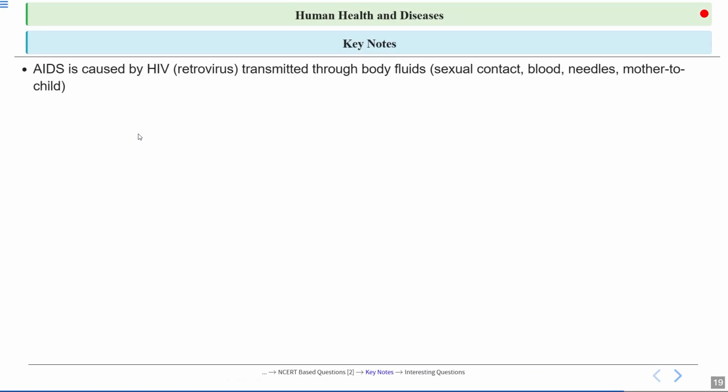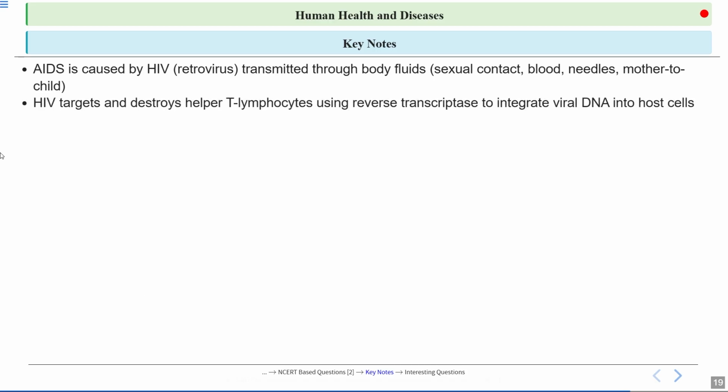Okay, now key notes related to AIDS. So AIDS is caused by HIV, which is a retrovirus, and it is transmitted through body fluids. Okay, during sexual intercourse, AIDS can also spread by blood or during blood transfusion, by using infected needles, and from mother to child as well. Now, how does HIV affect our body? HIV specifically targets the helper T lymphocytes, and as the number of helper T lymphocytes decreases, the body is vulnerable to opportunistic infections.